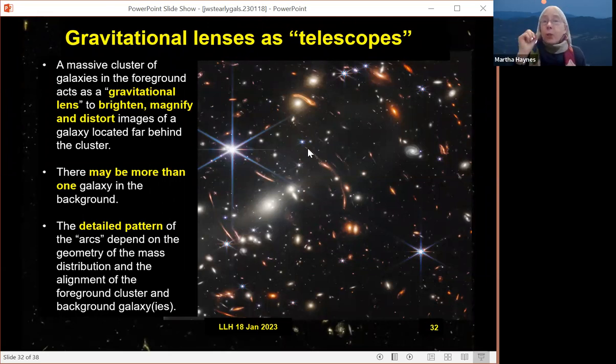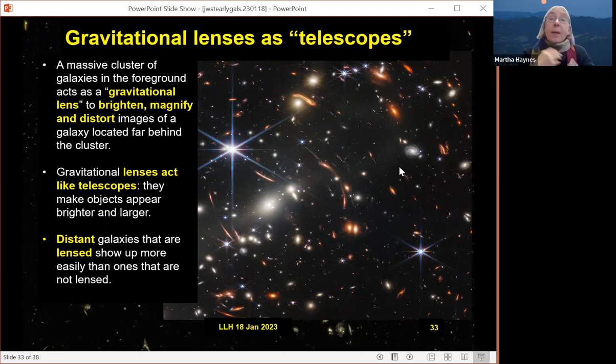And also there isn't just one galaxy behind it. There are a bunch of them, and they're at different distances. And so we get this very complicated pattern, but we can try and understand what it is that's causing these various streaks. They are images of background galaxies.